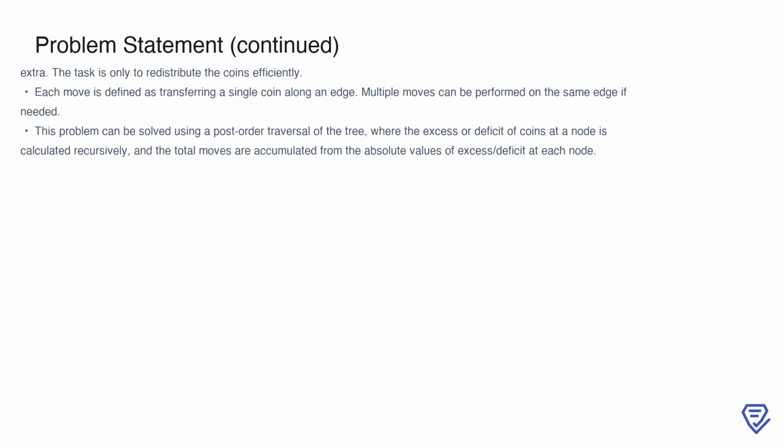Each move involves transferring one coin along an edge, and multiple moves can be made along the same edge if needed. A key insight for solving this problem is to use post-order traversal of the tree. By calculating the excess or deficit of coins at each node recursively, we can accumulate the total moves required to achieve the balanced state. This approach ensures an efficient solution to the problem.